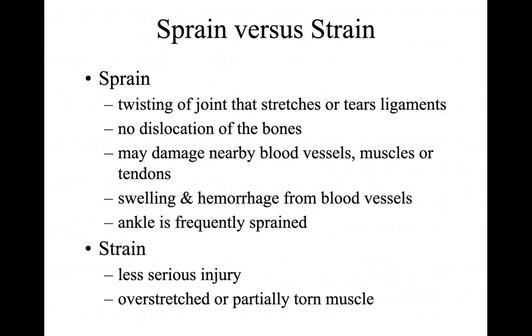So sprains versus strains. Sprain is twisting of a joint that stretches or tears ligaments. There's no dislocation of the bones, but it may damage nearby blood vessels, muscles, or tendons. So you can have some significant bruising, some swelling and hemorrhage in the blood vessel. So ankle is a joint that is commonly sprained. Strain is considered a little bit less serious. It's overstretched, or you may have partially torn muscle. Generally, you are going to see the two things go together because they're the result of moving a joint well beyond its normal range of motion.